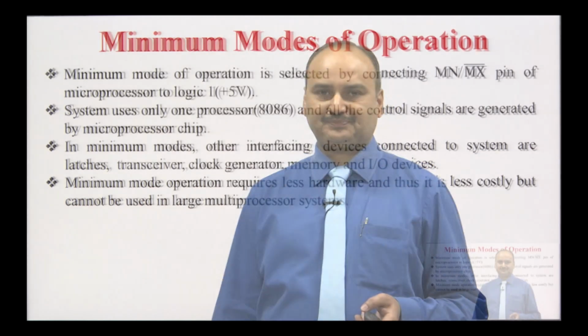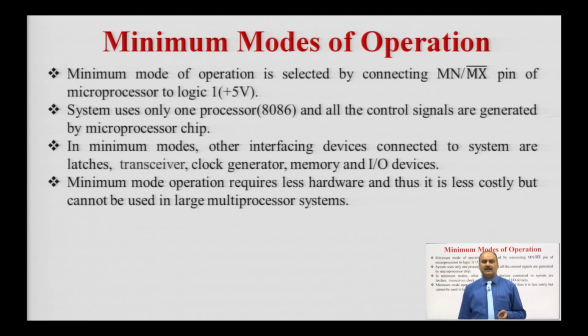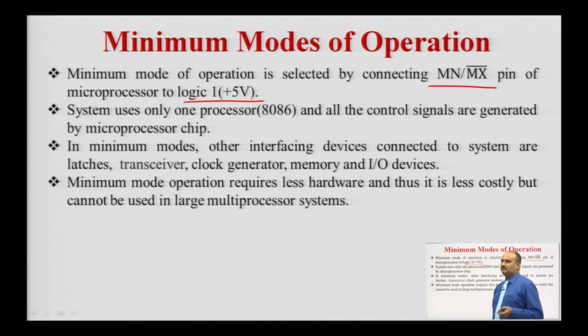In this lecture, I am going to discuss the modes of operation, the pin diagram and the memory segmentation of the 8086 microprocessor. The 8086 microprocessor operates in two modes of operation, the minimum mode and the maximum mode. So, what is the minimum mode of operation? The minimum mode of operation is selected by connecting the MN/MX pin to logic 1. Whenever the MN/MX pin is connected to logic 1 or +5 volt supply, the minimum mode of operation is selected.